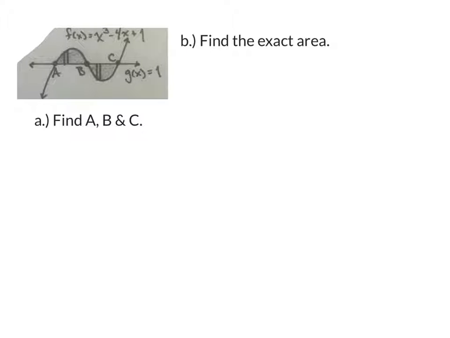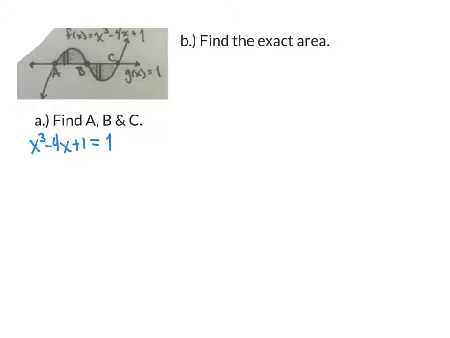In this problem, we have a cubic function and a straight line. So f of x is x cubed minus 4x plus 1, and g of x is just going to be a positive 1. First, in order to find the 3 points of intersection, we have to set our two equations equal to each other. So x cubed minus 4x plus 1, we're going to set that equal to g of x, which is just 1.